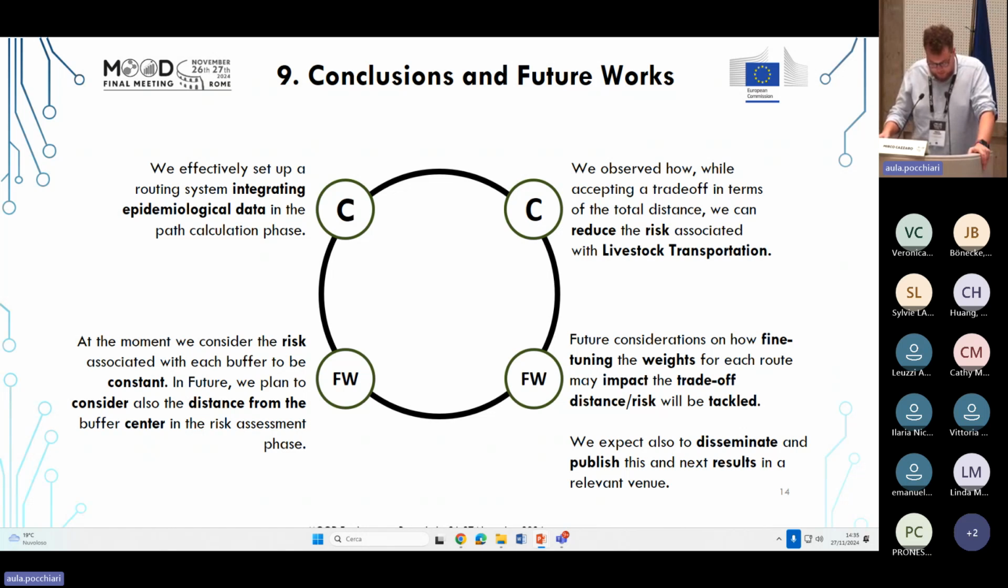At the moment, we consider the risk associated with each buffer to be constant, but in future, we plan to consider also the distance from the buffer center in the risk assessment phase. That means how close you pass through the buffer center. Future work will also consider how to fine-tune the weights for each route and how this may impact the trade-off, for instance, distance versus risk. And we also expect to run multiple experiments on the path computation and to get interesting results.